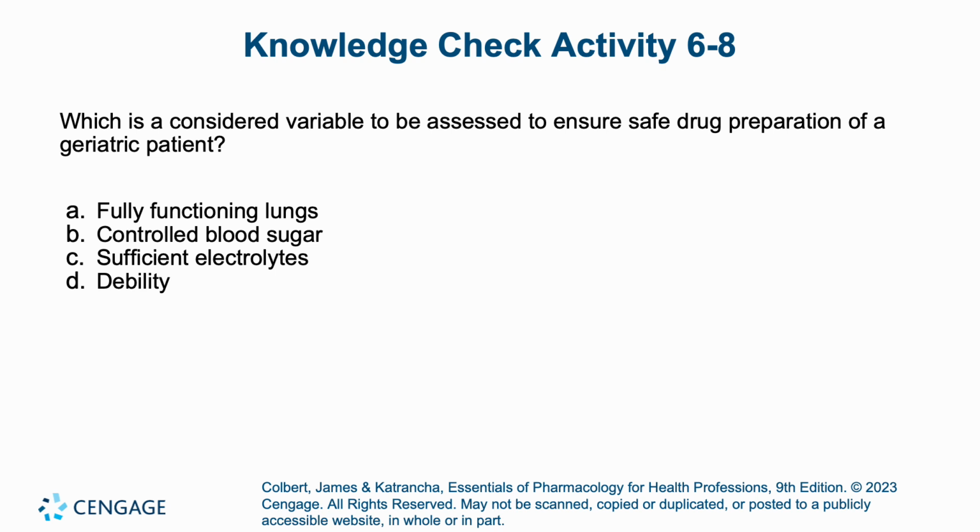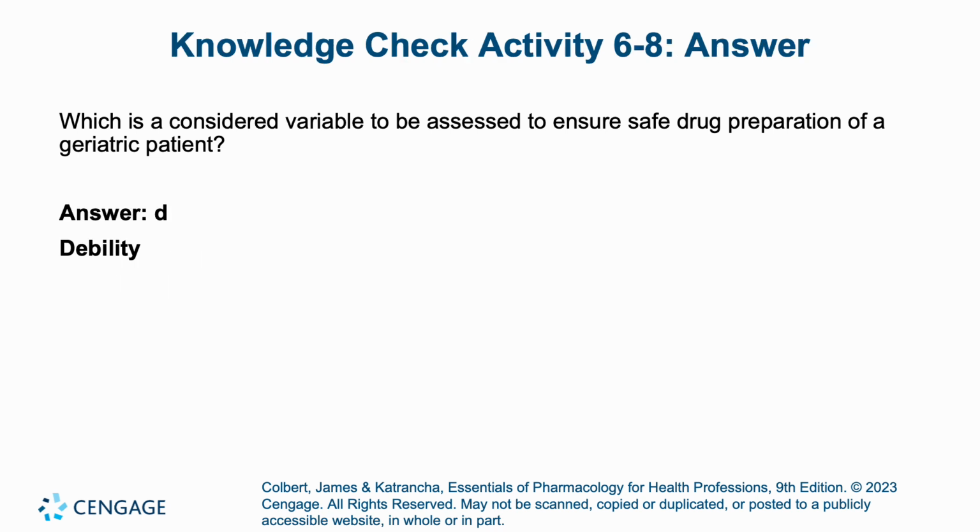Knowledge check. Which is considered a variable to be assessed to assure safe drug preparation for a geriatric patient? I don't love the way that this question is written, but it's essentially asking which of these could impact patient safety if this factor was present. A, fully functioning lungs, B, controlled blood sugar, C, sufficient electrolytes, or D, debility. So if you look through those, three of those are good things. Those are for an able-bodied, typically functioning adult, and one of those is something that could affect medication safety. So the answer is D, debility.